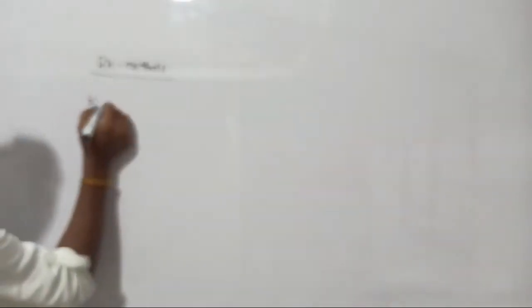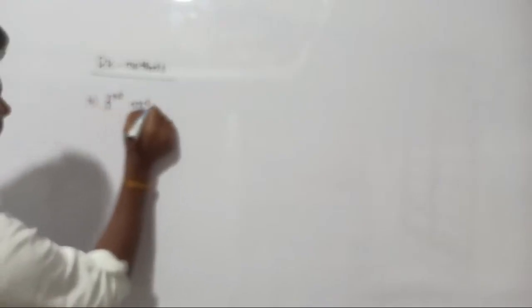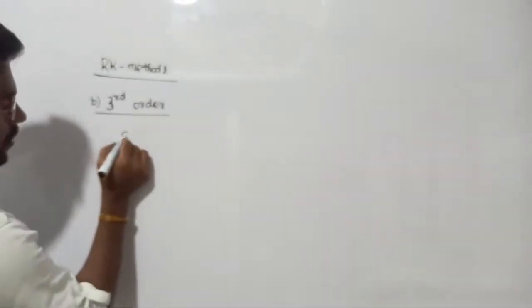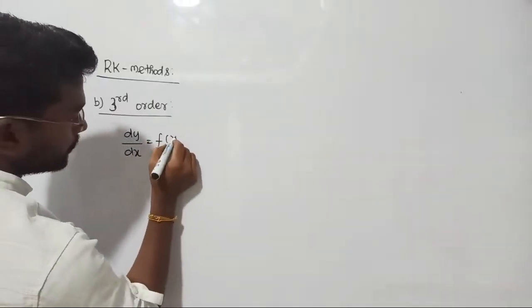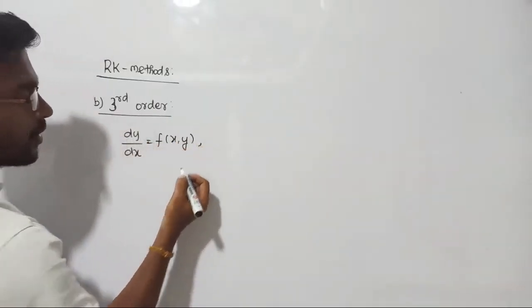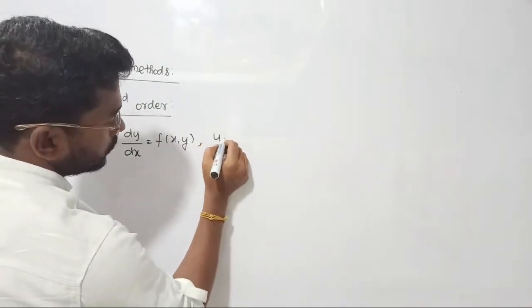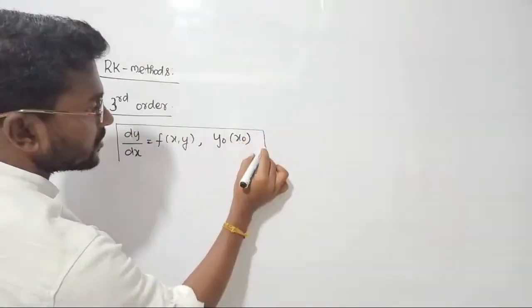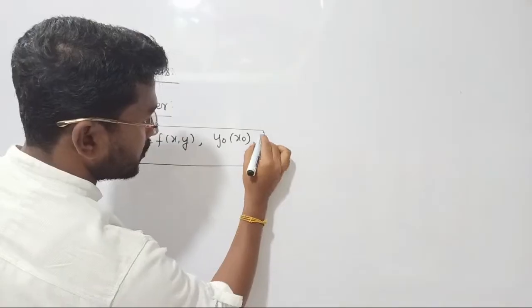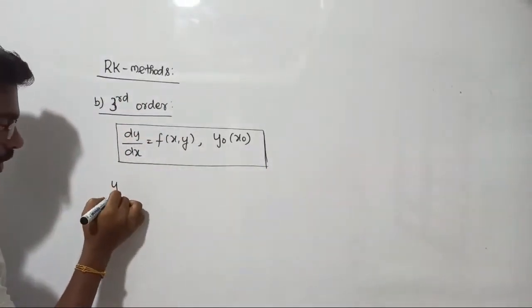Let me write down the solution for third order equations. Once again, the differential equation will be given to you, that function will be given, and y naught of x naught will be defined. After knowing these two things you are supposed to proceed further. Your next target is to achieve the value of yn plus 1.